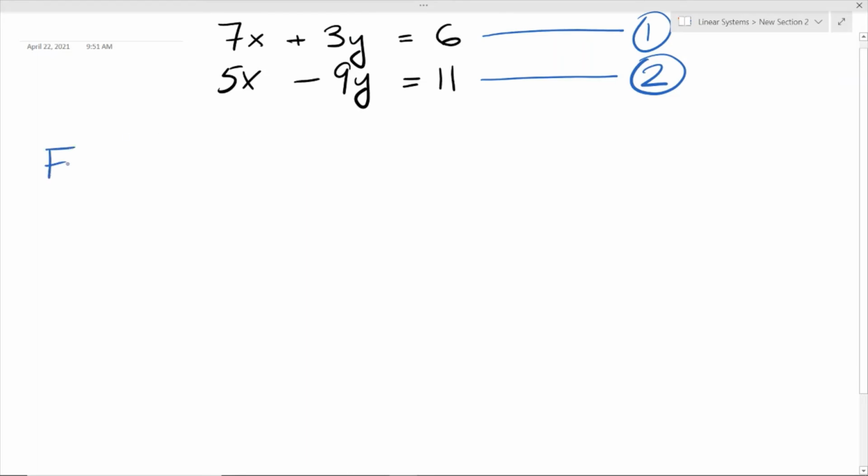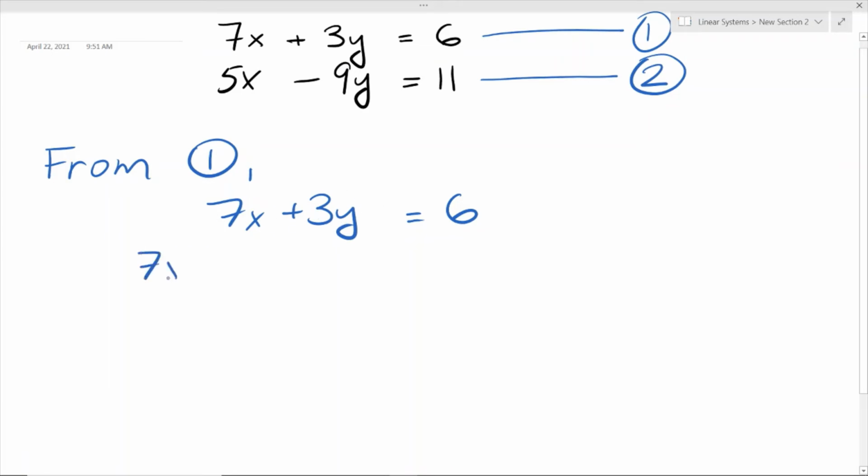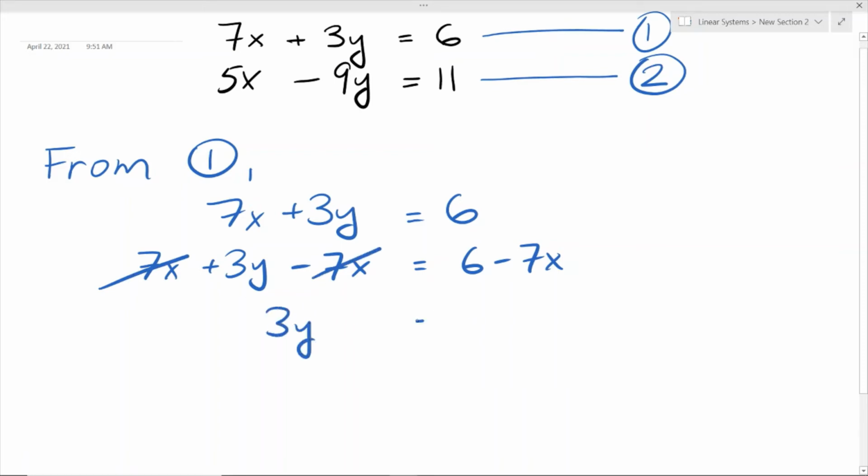So from 1, which was basically 7x plus 3y equals 6, we are going to isolate for this y right here. So here we have 3y, right? Let's get rid of the 7x from both sides. So we're going to subtract 7x from both sides of this equation. So 6 minus 7x. 7x minus 7x is going to give 0, so cancel. This is 3y, which is equal to 6 minus 7x, like that.